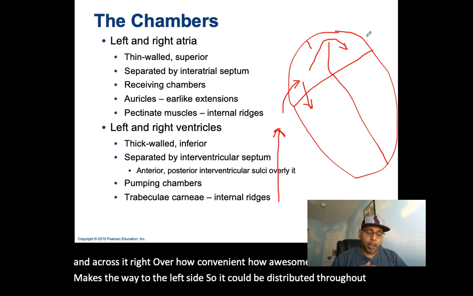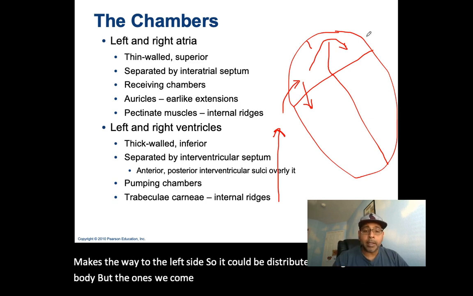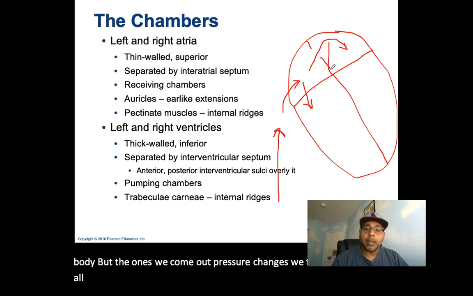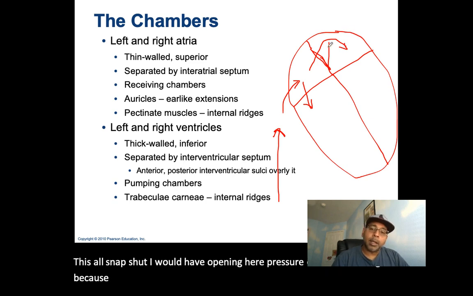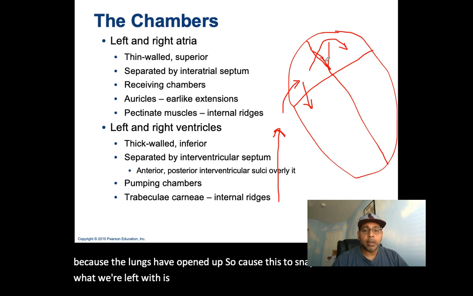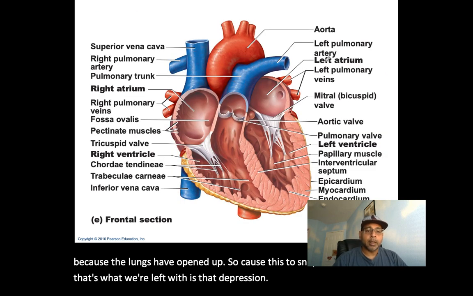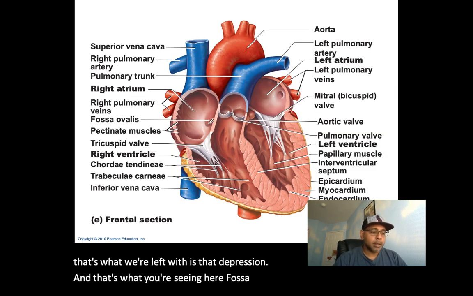But then once we come out, pressure changes, we take our first breath, all of this snaps shut. And we don't have an opening here. Pressure on this side is higher because the lungs have opened up, so it causes this to snap shut. So then that's what we're left with, is that depression. And that's what you're seeing here. Fossa ovalis.